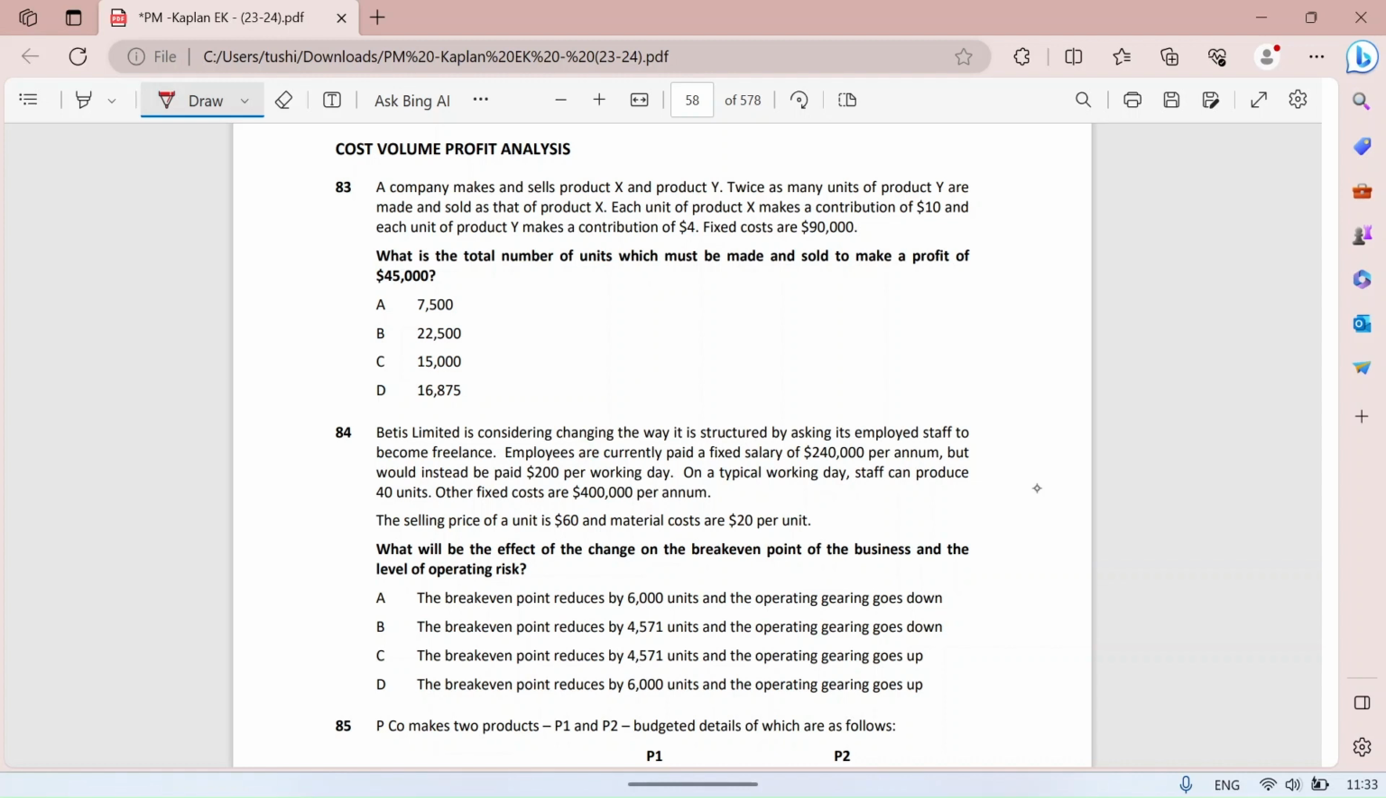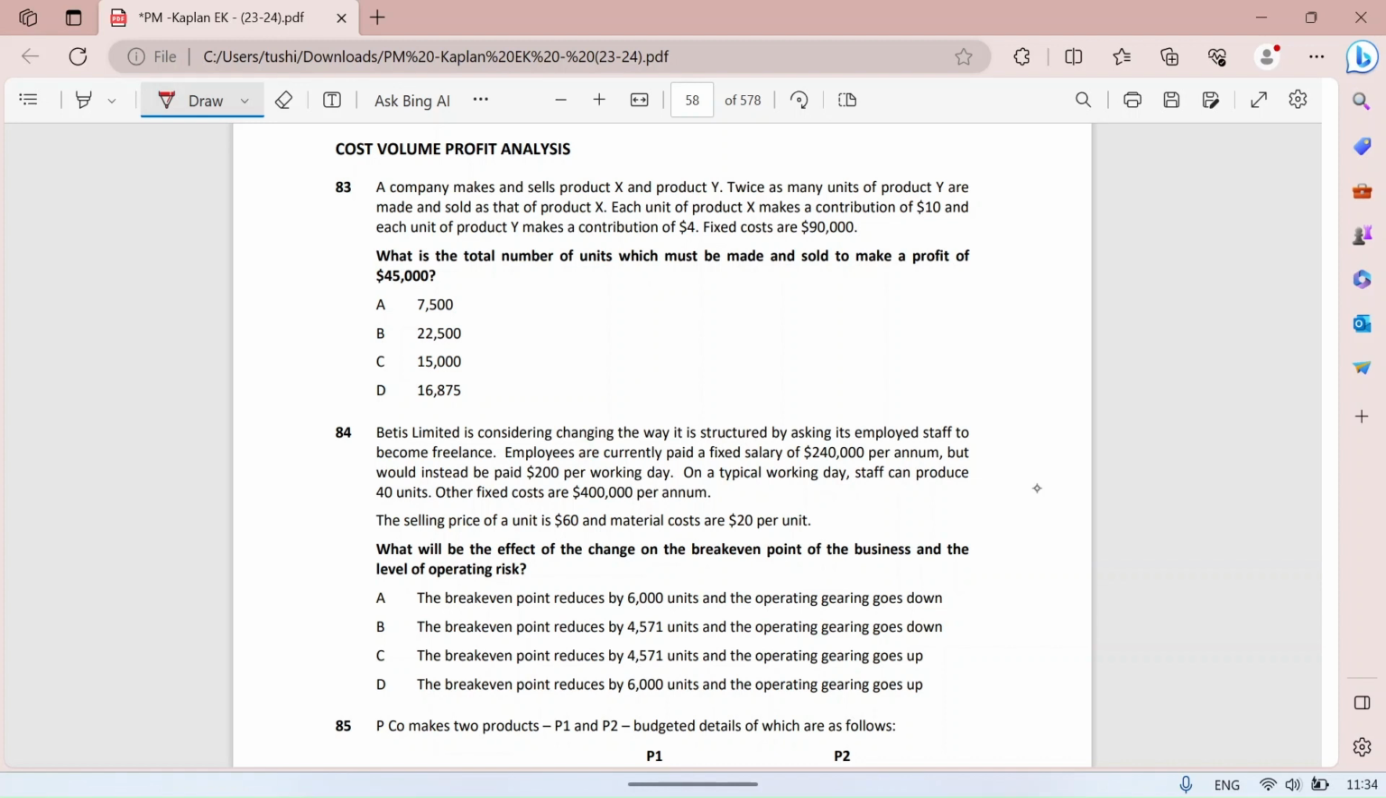Now let's get started. A company makes and sells product X and product Y. Twice as many units of product Y are made and sold as that of product X. Each unit of product X makes a contribution of $10 and each unit of product Y makes a contribution of $4. The fixed costs are also given to us as $90,000, and we are asked what is the total number of units which must be made and sold to make a profit of $45,000.